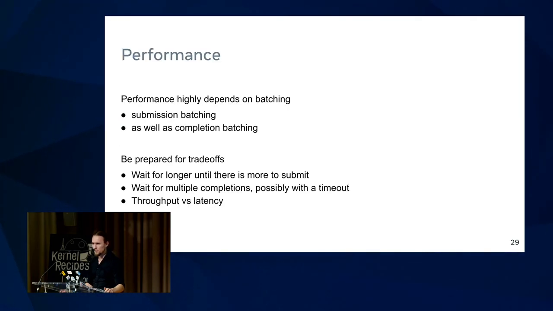And performance is always difficult. And for io_uring, it pretty much depends on your batching. The submission batching, how many requests you send at a time with each syscall, and the completion batching, not only how many requests you are waiting for, but also how many completions you actually get per single wait. And there are always trade-offs.